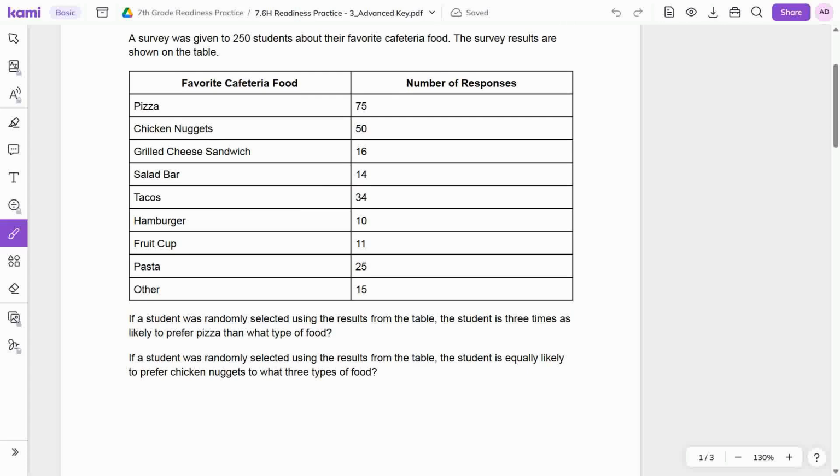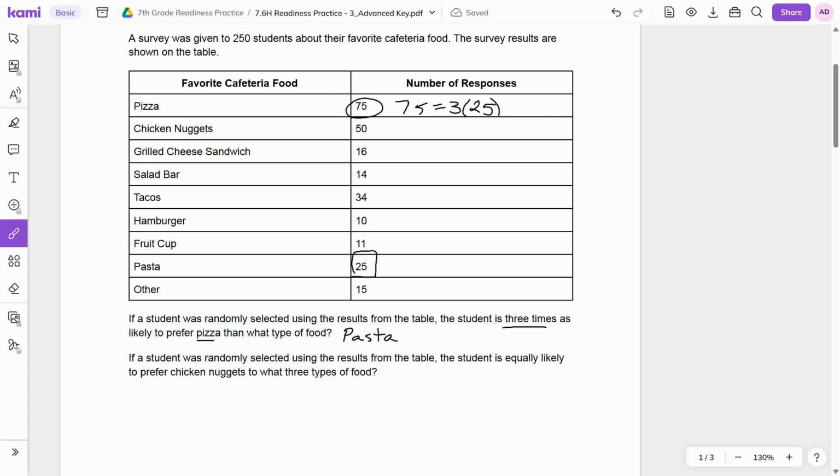If a student was randomly selected using the results here, these are our experimental results, the student is 3 times as likely to prefer pizza. So here's our 75. As what type of food? So 75 equals 3 times what? Well, 3 times 25 is going to get me 75, which means I'm looking at pasta. All right, so we just have to interpret this and say that 25, if you multiplied that by 3, you would get up to 75.